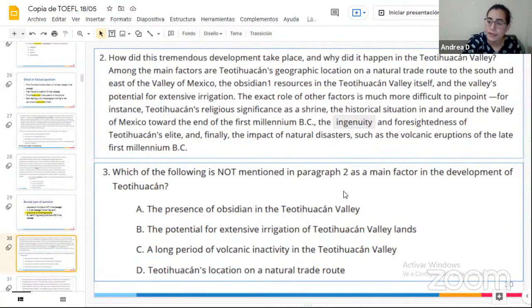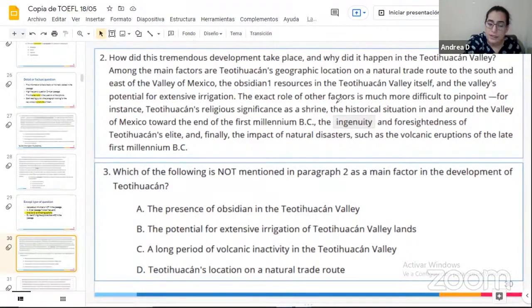So first of all, let's try to understand what they're asking for in the question. Which of the following is not mentioned in paragraph 2? That's just part of the question. And the keywords, what do you guys think the keywords are? Remember the keywords? I would say it is "as a main factor in the development of Teotihuacan." That's what we're looking for: something that's not mentioned as a main factor in the development of Teotihuacan. So we're going to look for those words here.